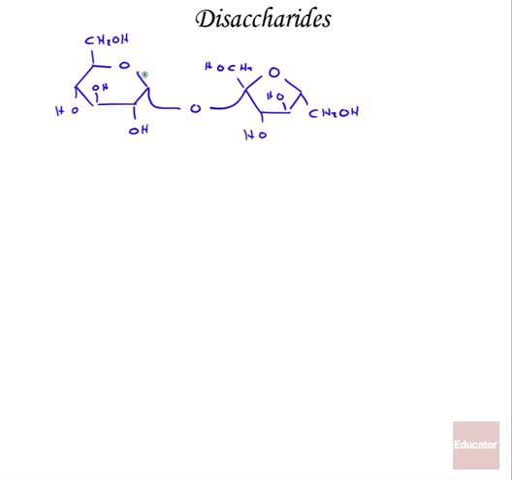Now I have my alpha 1 configuration, alpha 1 carbon on my glucose. This is my beta 2. You can write B2, 2 beta. It doesn't matter the order, as long as the alpha 1 is on the left of the arrow. And okay, so we have GLC, alpha 1, double arrow, beta 2, FRU. This is sucrose.